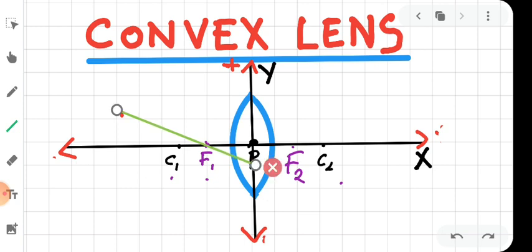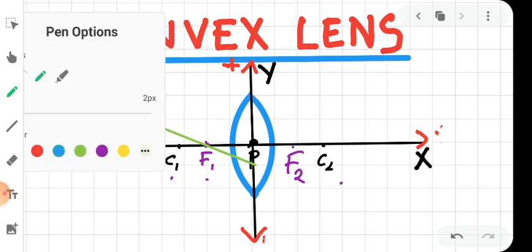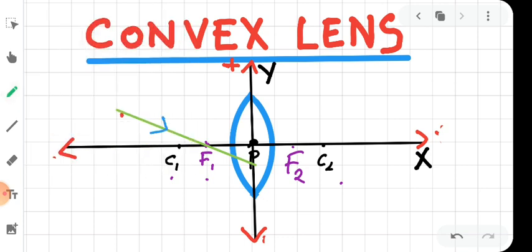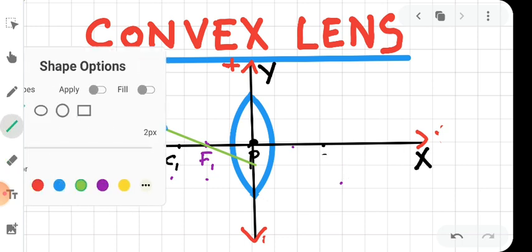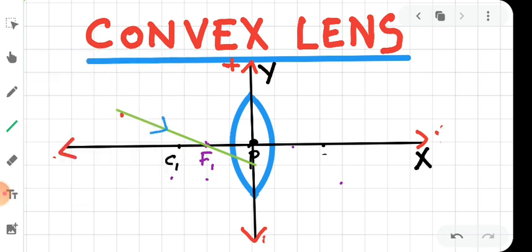What happens to a ray which moves through focus 1? This is the focus 1, and this is the ray that goes through the focus 1. Let me get rid of this focus 2 meanwhile, and also let me erase this so that you get a clearer vision. What happens to that ray? That ray which goes through the focus will go parallel to the principal axis on the other side. So this is what happens.